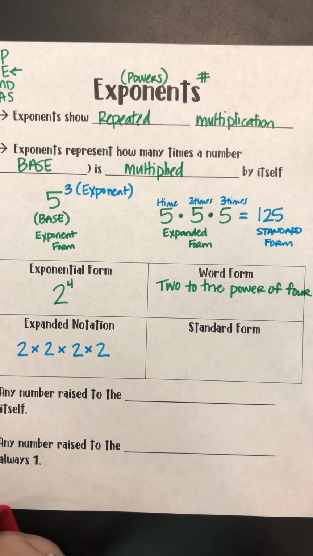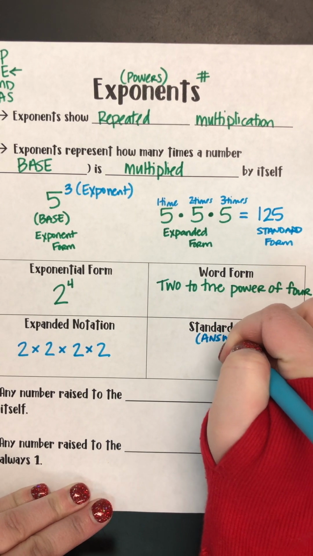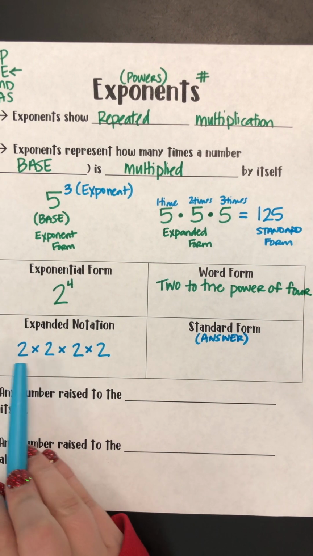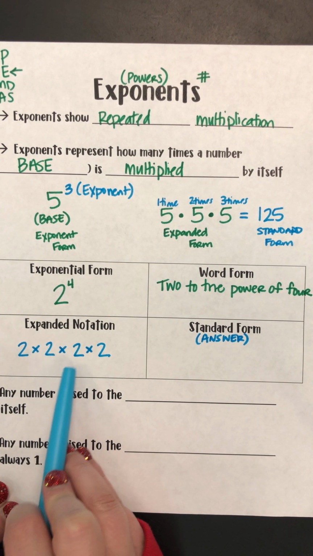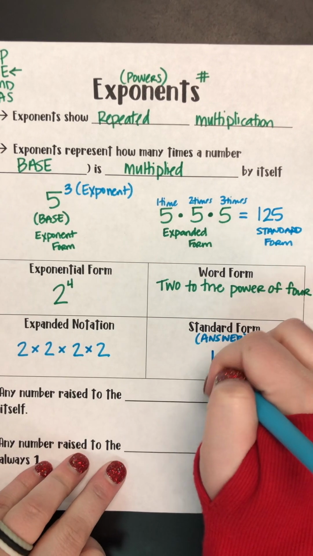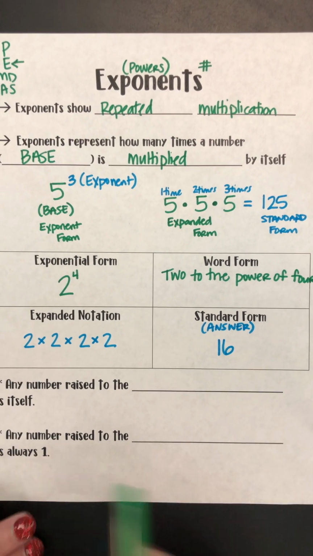And then of course, standard form is just the answer. So we're going to actually multiply it out. 2 times 2 is 4. 4 times 2 is 8. 8 times 2 is 16. Okay, and then some things to remember.